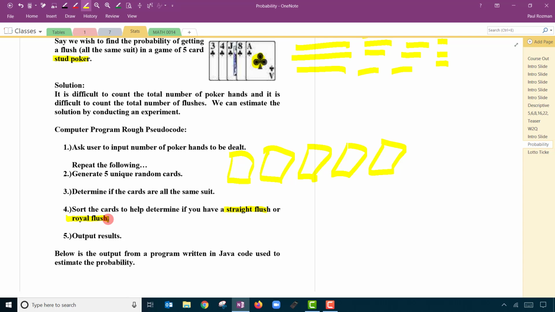If you get a straight flush, it means you have them all in order. So say you had 3, 4, 5, 6, and 7, and they're all hearts. That's a straight flush, and that's a special type of hand in poker. So I didn't want to count when that happened. I didn't want to just call it a flush. So I fixed my computer code, and then I had it repeat this over and over again a lot of times.